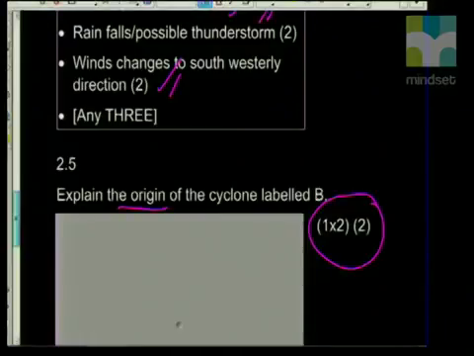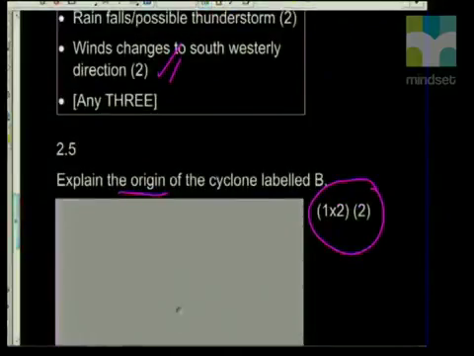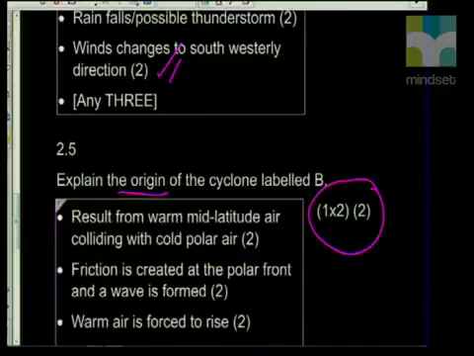Explain the origin of cyclone B. Learners, I've put this in purposely. We talk about the origin, and there's various things where it originates, what happens, how it develops. There's 2 marks here. All right, so you know there's about 3 or 4 points that you talk about the origin. Writing 1 point will give you the 2 marks. We don't expect you to give the full explanation. Let's look at this. All right, 2.5. You know already about the polar front, etc.